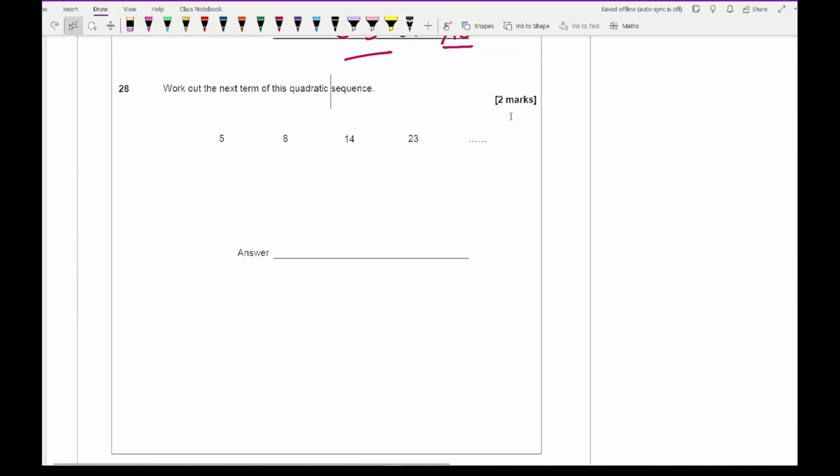Question 28 says work out the next term of this quadratic sequence. Now the best thing to do is remember it's not asking for the nth term, so you don't need to worry about that. So if we look at the difference between 5 and 8, it's 3. The difference between 8 and 14 is 6. The difference between 14 and 23 is 9. So you can then realize the next difference is going to be 12. So this answer here is going to be 23 plus 12, giving me the answer of 35.